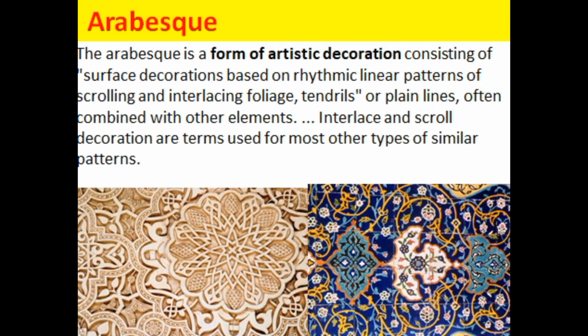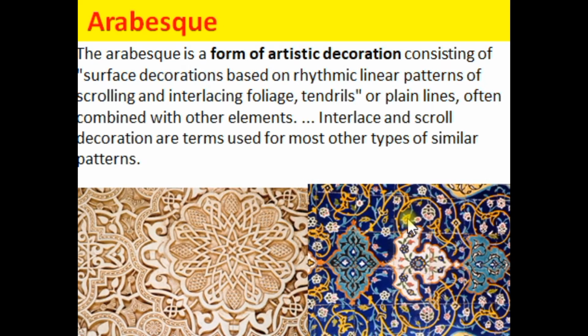As you all know, in Indo-Islamic architecture, arabesque is a form of artistic decoration consisting of surface decoration based on rhythmic linear patterns of scrolling and interlacing foliage, tendrils or plain lines, often combined with other elements. Interlace and scroll decorations are terms used for other types of similar pattern.